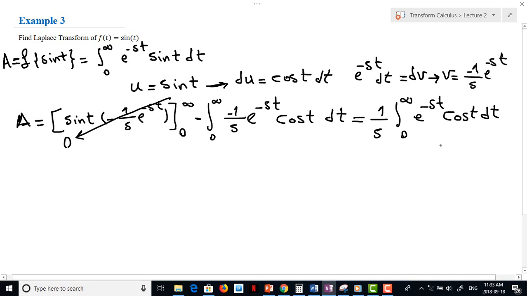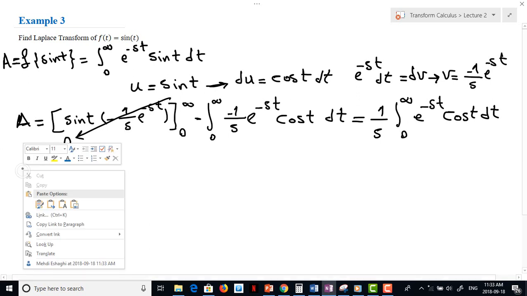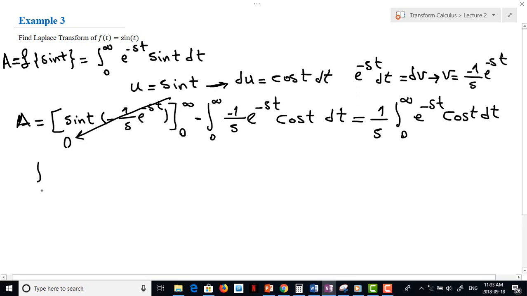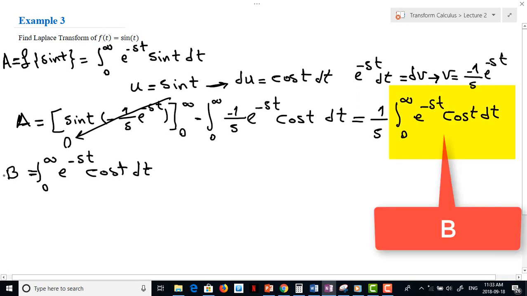So now we have to find this integral, the integral from 0 to infinity e to the power of minus st cosine t. So here you can see again, in order to solve this integral, we have to use integration by parts. So I call the integral from 0 to infinity e to the power of minus st cosine t dt B capital. So just call it B because I want to simplify the solution, and I find this integral.